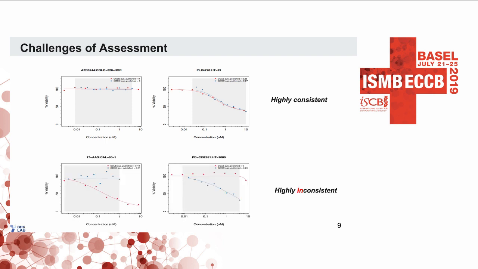But this is not always the story. Sometimes we have cases like this, where in one of the datasets the cell line is very sensitive to the drug, and the other dataset shows it as very resistant.